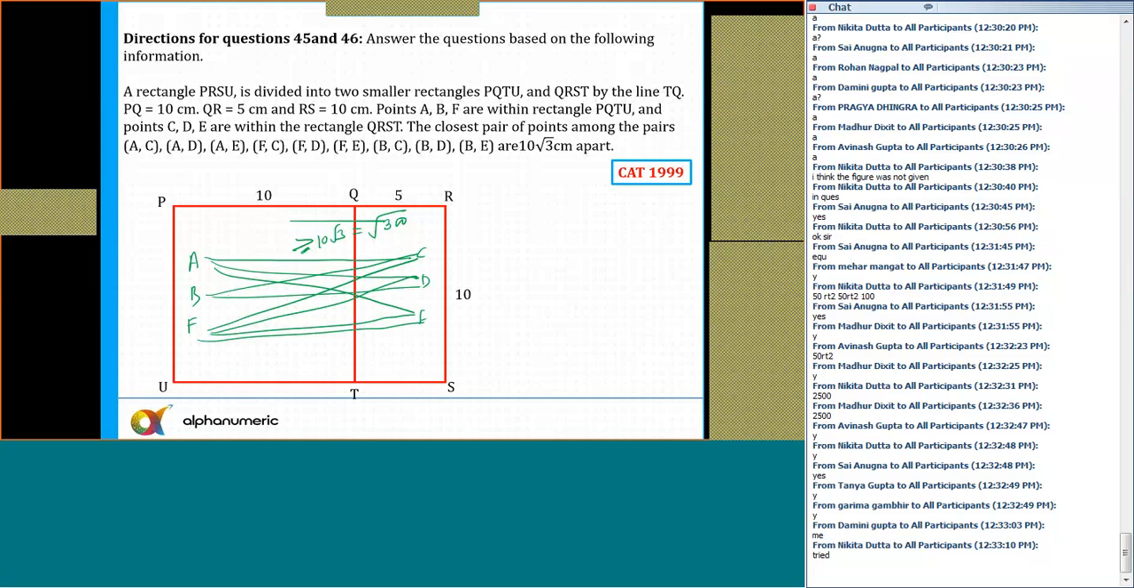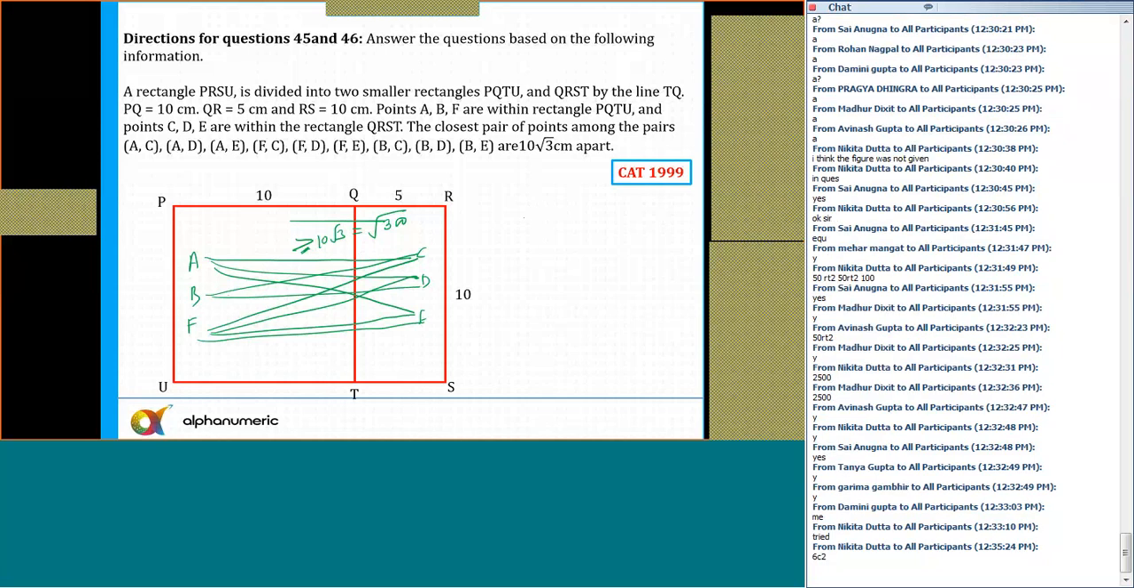But if I'm talking about the remaining points, like A, B, F among the pairs, there are 6 points. So how many pairs will I get? Can anyone tell me? If I have 6 points, how many pairs will I get? All of you, please tell me. 6C2. I'll get a total of 15 pairs.